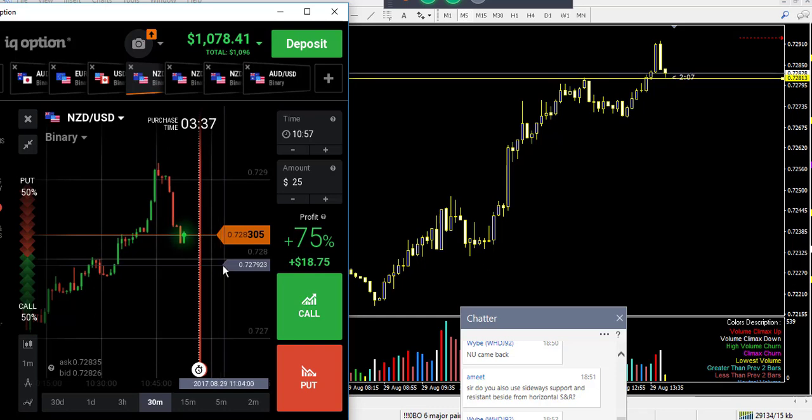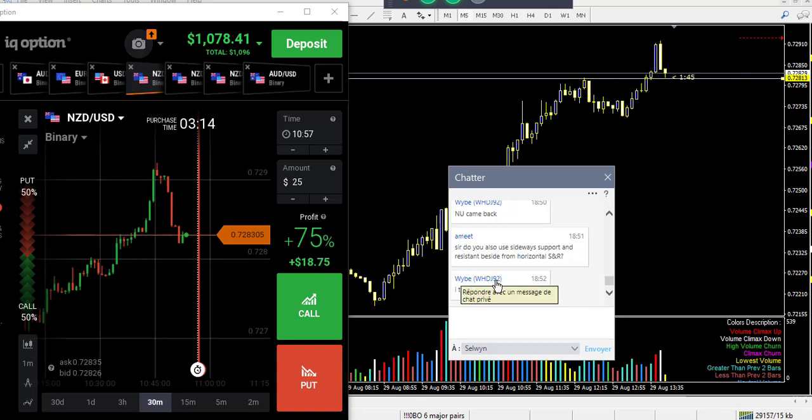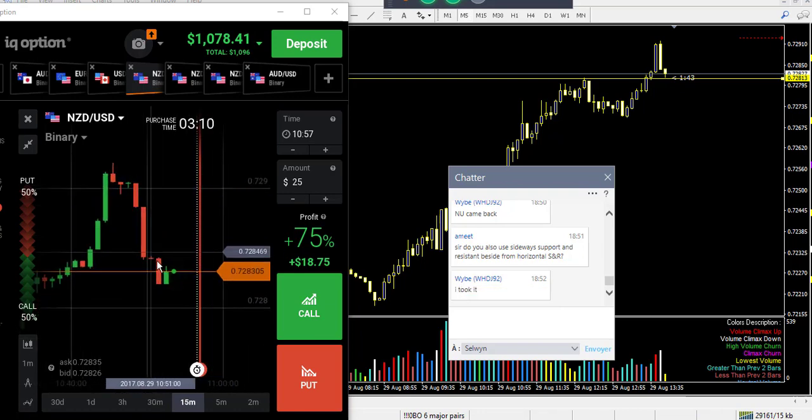So, for me, the most powerful are horizontal support and resistance. Why? Because when you buy something at a specific price, the specific price is always a horizontal line. Okay, well done, well done, well done. I hope it stays. Because we have a very big candle going down. A little deceleration here, but not so much big deceleration.